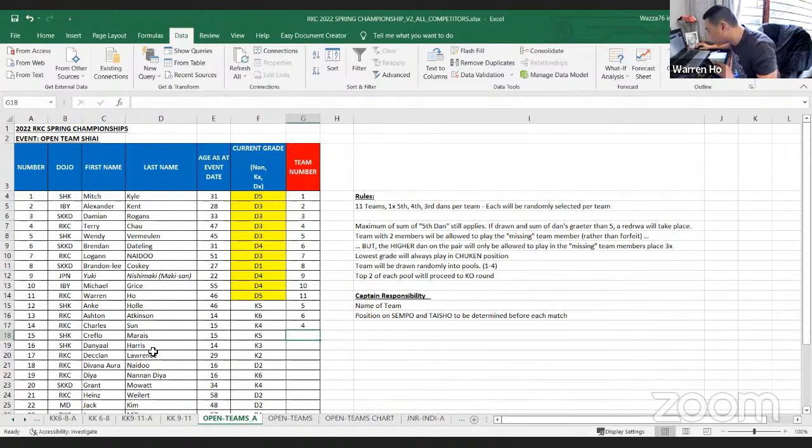Random. Okay, and next one is Creflo. Creflo from the Shihoka dojo. You're going to be part of team number 11. Hey, that's my dojo. Welcome. Cool. Oh, not my dojo, my team. Welcome. You'll be with me, my team. Okay, that is Creflo. Great.